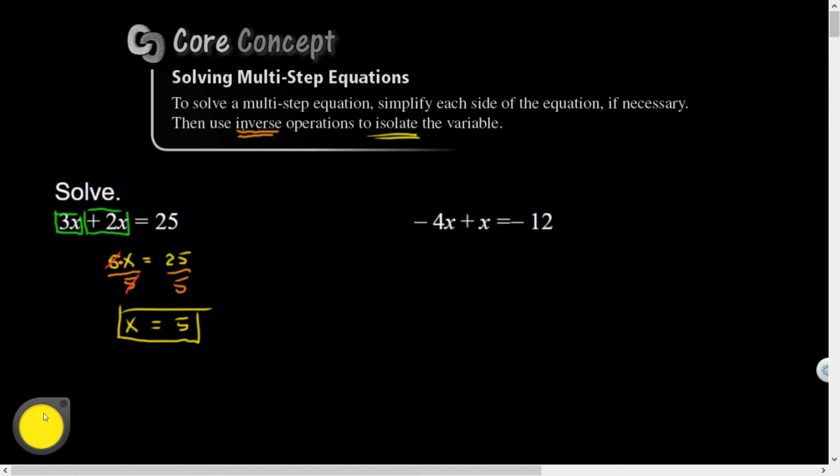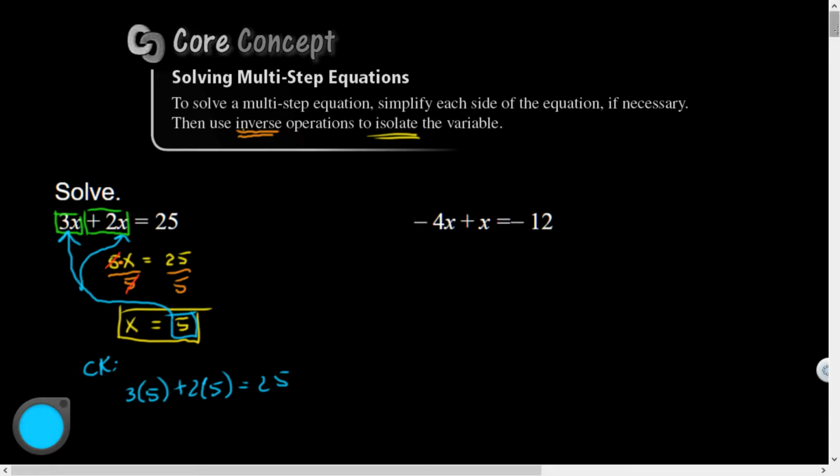And if I did a check, I actually care not at all about your ability to have guessed that. I'm interested in, do we know the process? If I did a check, I'll just do it for this one, I would have to plug 5 in for every location I see the x. So for the check, I have 3 times 5 plus 2 times 5. Is that equal to 25 is the question.